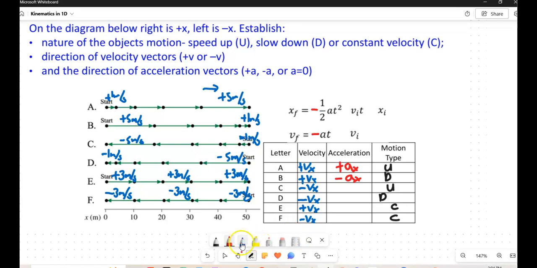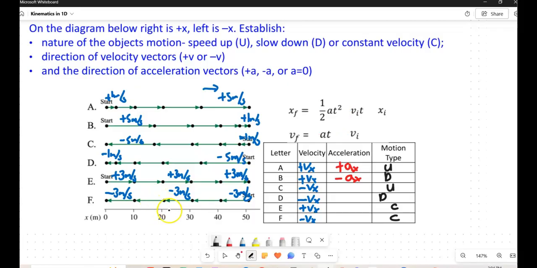Your velocity vector is going to be positive, and your starting position right here would end up being 0, because this starts out right at the 0 mark. So let's try the next one.